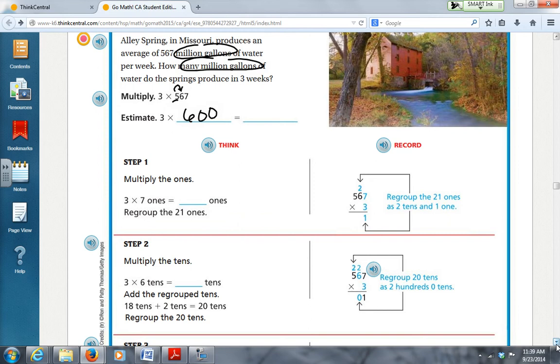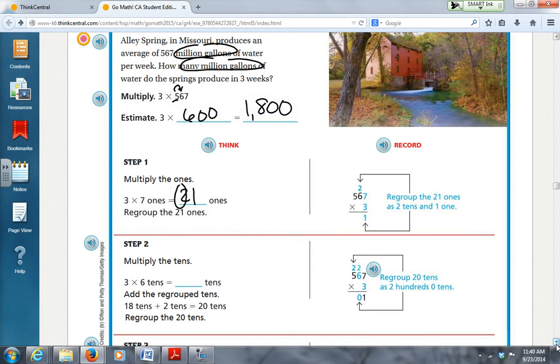Esme, what is 3 times 6? 18. And then how many zeros do I need to add? 2. Okay, so there is my estimate. Okay, first thing I'm going to do is multiply my ones place, right? So 7 times 3 is 21 ones, right? Well, I'm going to regroup the 21, this will go into a 10, so it's 2 tens, so it's going to carry over. Okay, multiplying the 10s, 3 times 6 is?